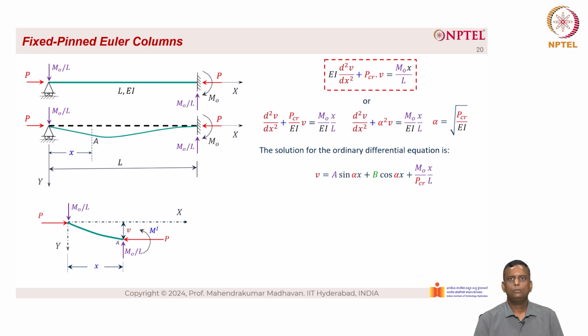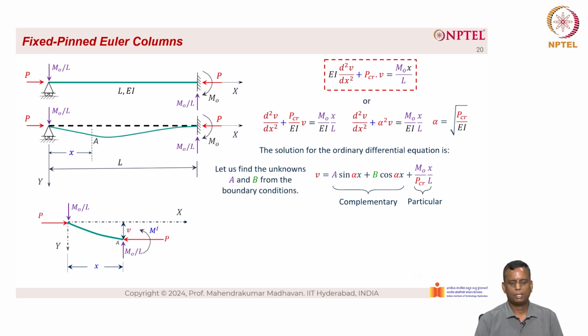Now the solution for the differential equation is V equal to A sin alpha x plus B cos alpha x plus M0 by P critical into x by L. The first two terms represent the complementary solution. The third term is the particular solution. Let us find the unknowns A and B from the boundary conditions. We differentiate this equation to get the slope. So dV/dx equal to V dash equal to A alpha cos alpha x minus B alpha sin alpha x plus M0 by P critical into 1 by L.